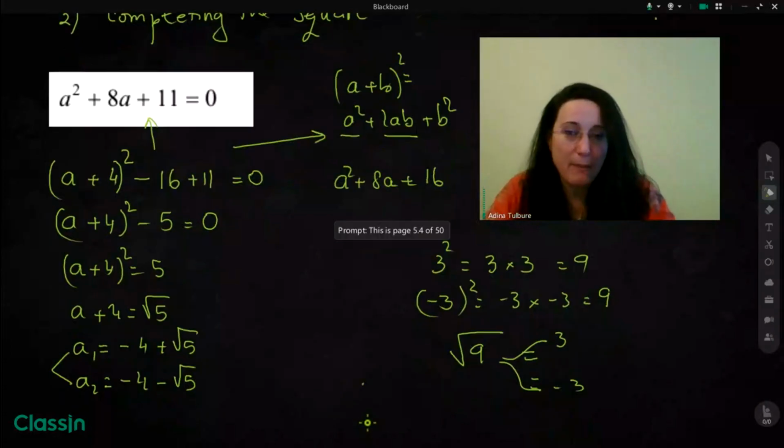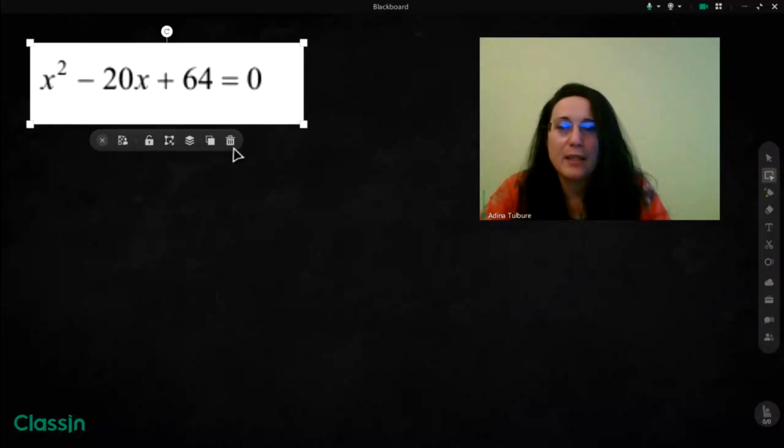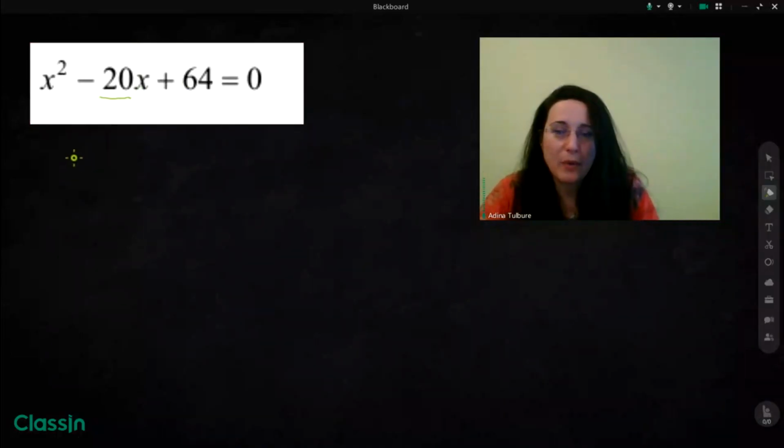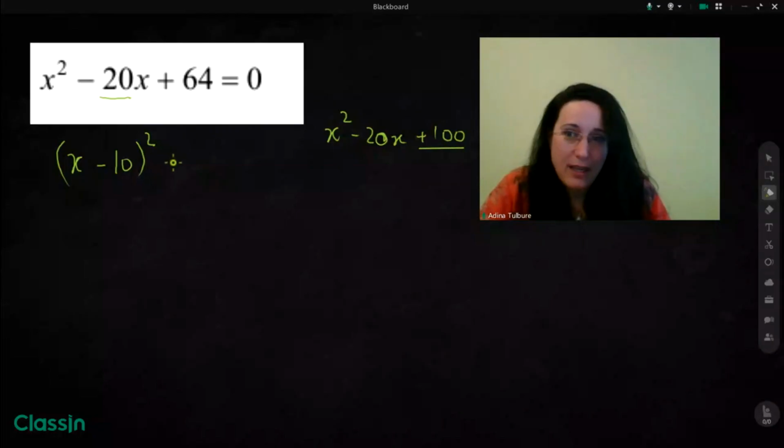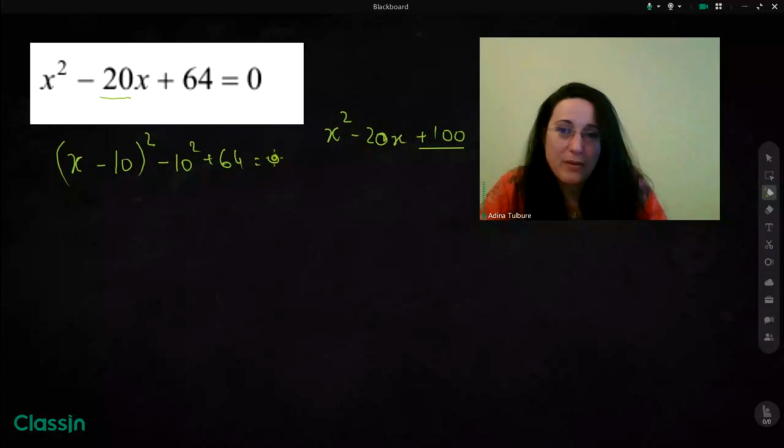Okay, let's take another example and see how it goes. In this case, we will just half 20. So we will rewrite it as x minus 10, everything squared. So we made it look as if we were trying to square this bracket, but if we do it that way, what will we end up with? We will end up with x squared minus 20x. All good up to here, but then it will be plus 100, which is not the case. It's just plus 64. Therefore, I need to get rid of this 100. So I'll just write minus 10 squared plus 64 equals 0.